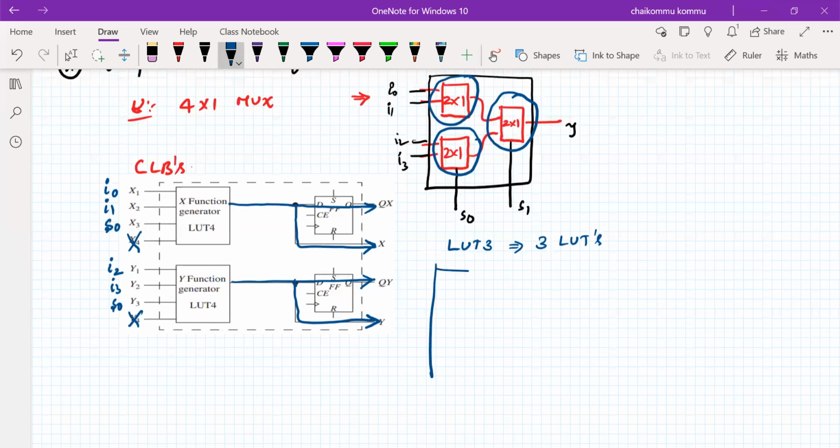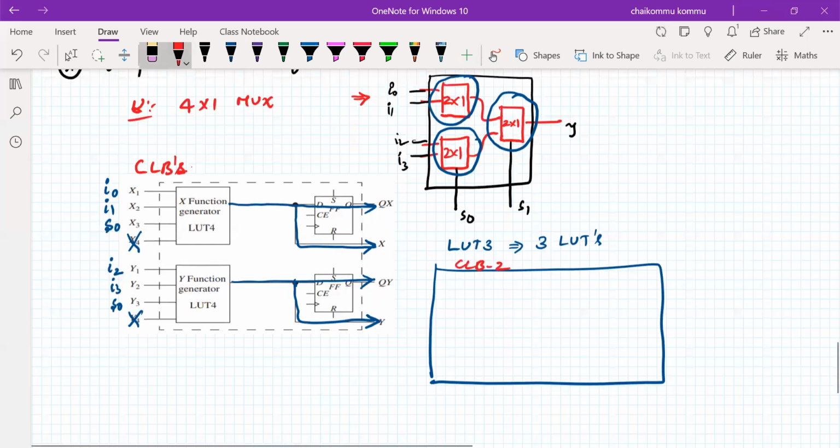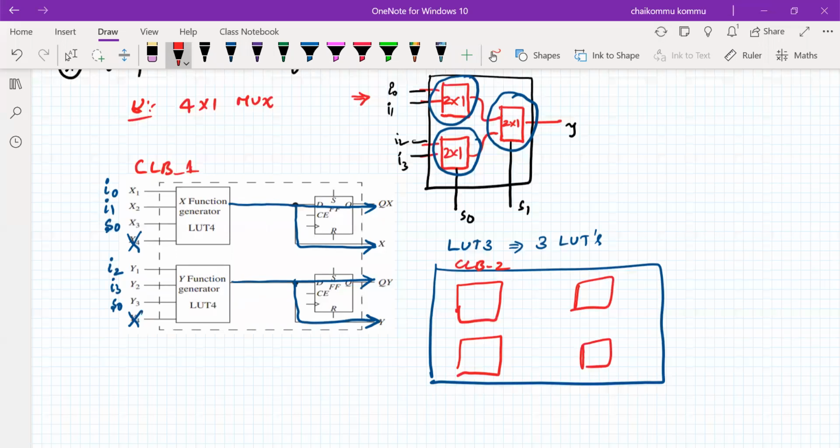If I consider another CLB, CLB2, this is for an example, and this is CLB1. So I know that there is a 4 input lookup table, another 4 input lookup table is there, memory cell is there, memory cell is there. Okay, I can connect this one here.